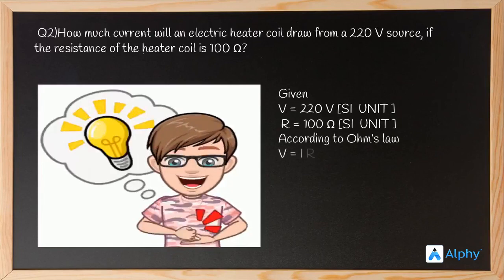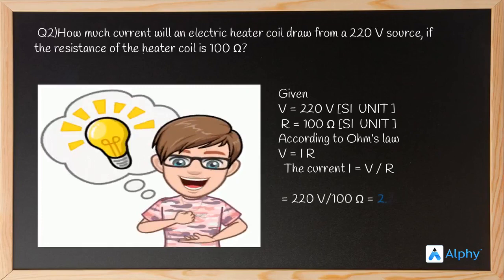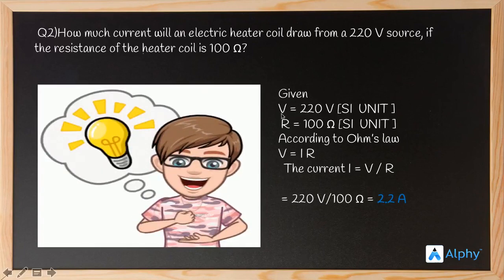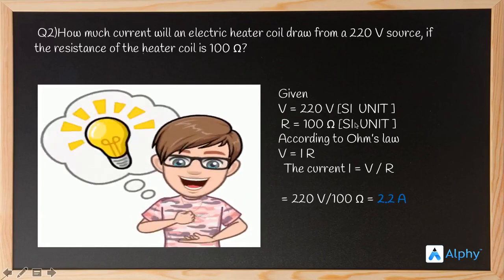Now according to Ohm's law, we know V is equal to IR. So the current I is equal to V by R, which is 220 V by 100 ohms, which is 2.2 amperes. So we know, already it is given, the potential difference is 220 volts, and the resistance is 100 ohms. Both are in SI units.